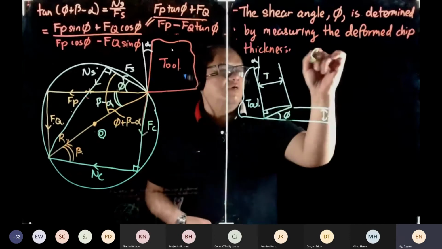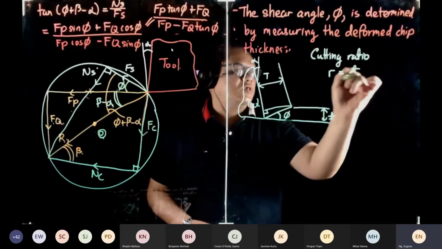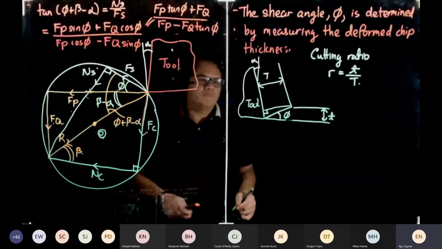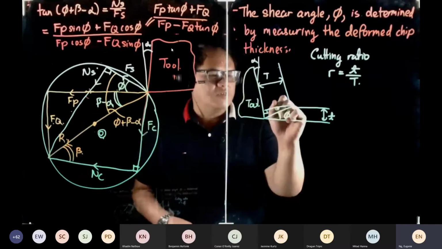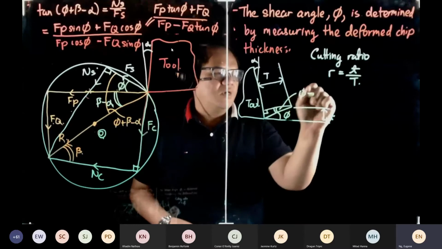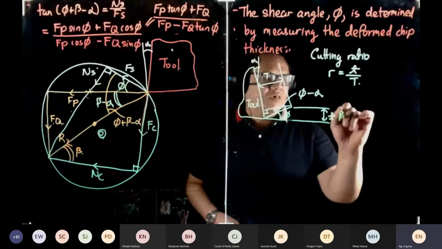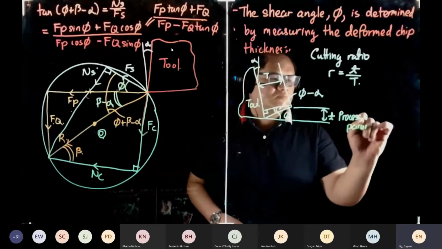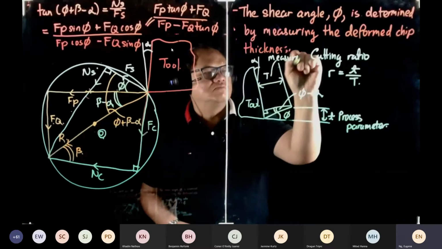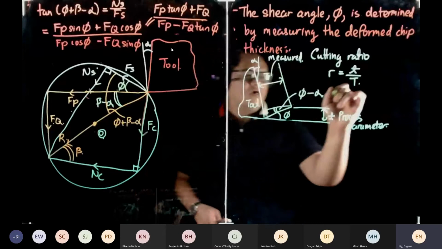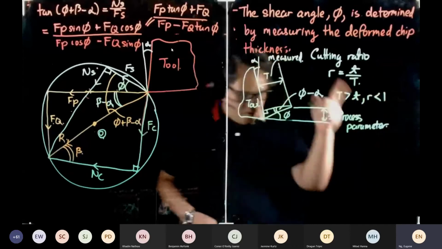So we have defined the cutting ratio, that is small r is equal to small t over big T. We did this last week. So we also know that this angle over here, which you can derive later on, is pi minus alpha. Now, big T is a process parameter, so you decide what it is. This is measured. We also know that big T will always be greater than small t, and r is always less than 1. We wrote this last week.